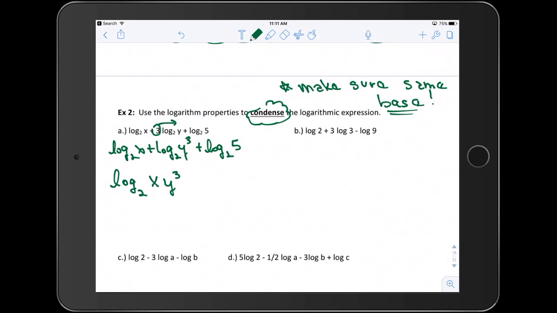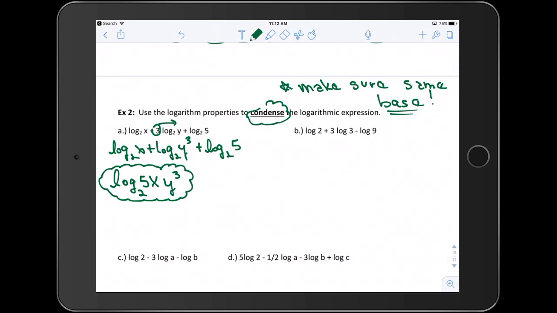Now here's the thing. It's x times y cubed times 5, but I'm going to put the 5 in front because that's just more proper. And that, folks, is it. So all you have is one log. The trick to condensing is you end up with one log base whatever. So log, and then you have a composite of all of your other terms or factors multiplied or divided. And in this case, they were all multiplication.